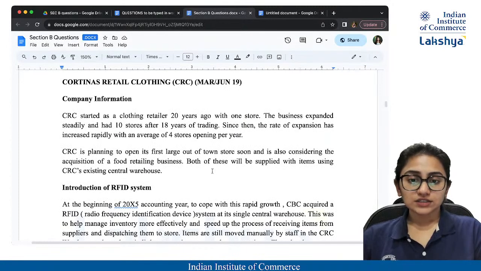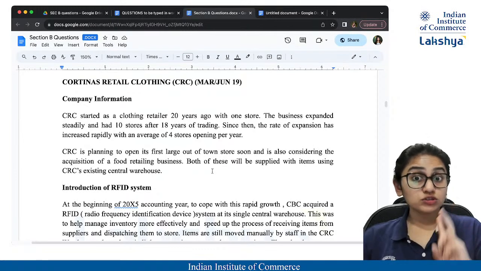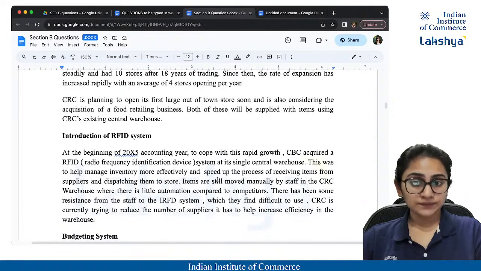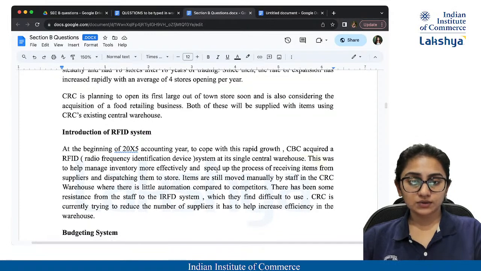So CRC started as a clothing retailer 20 years ago with one store. The business expanded steadily and had 10 stores after 18 years of trading. One store to 10 stores. Since then, the rate of expansion has increased rapidly, with an average of 4 stores opening per year. CRC is planning to open its first large out-of-town store soon and is also considering the acquisition of a food retailing business. Both of these will be supplied with items using CRC's existing central warehouse.